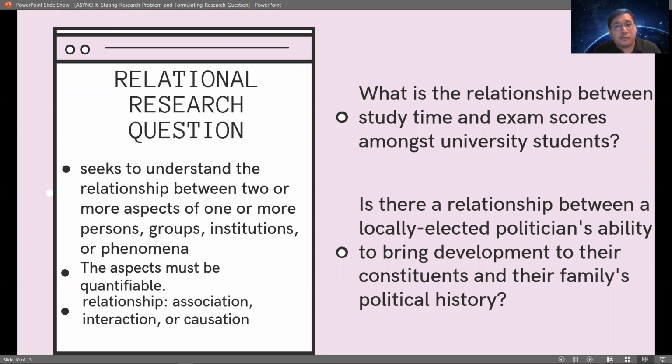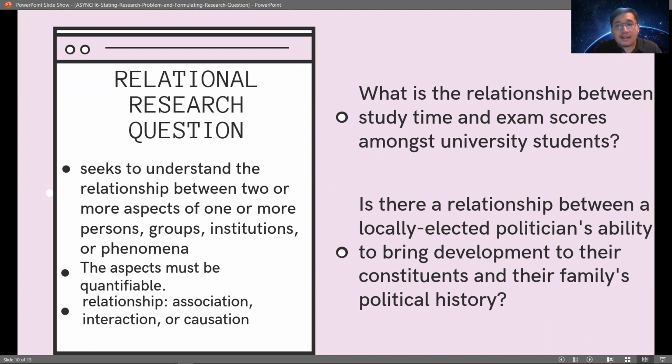Or in other words, we are looking for what we call the significant relationship of the variables in your study. Now, for relational research questions to work, your variables or the aspects in your study should be quantifiable. It should be measurable in numbers. Otherwise, this will prove difficult in your study. Now, aside from the relationship, in this kind of research question, you can also look for the association between the variables, the interaction between the variables, or even the causation between the variables.